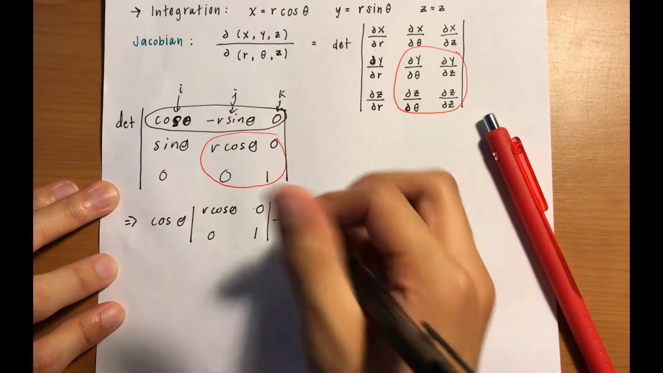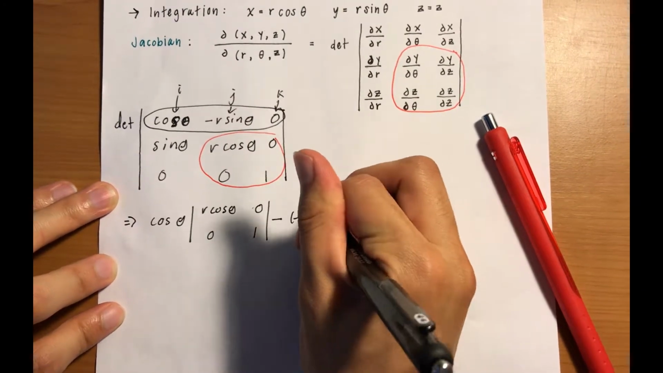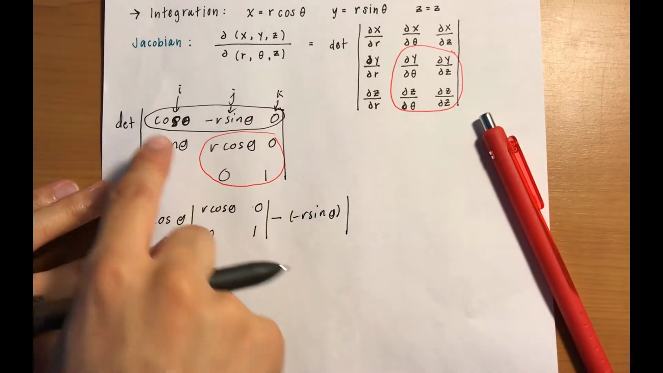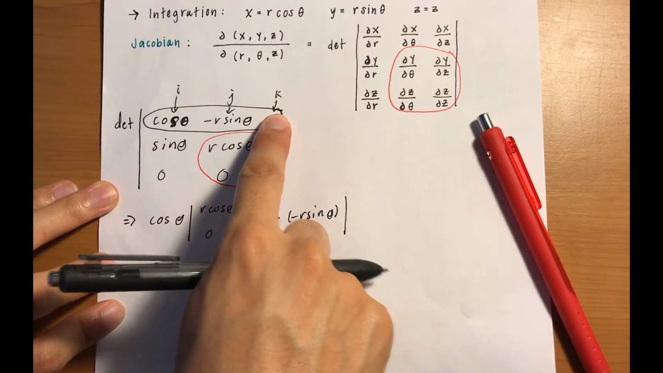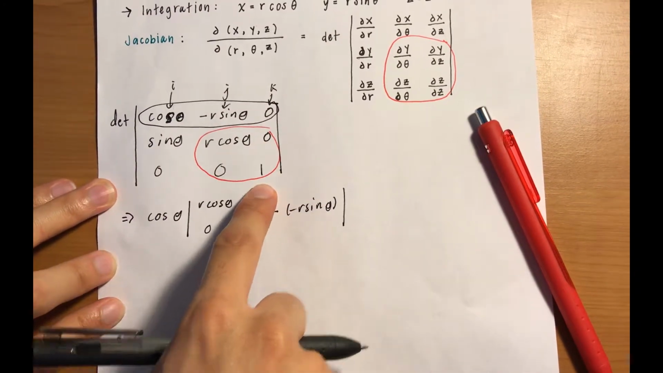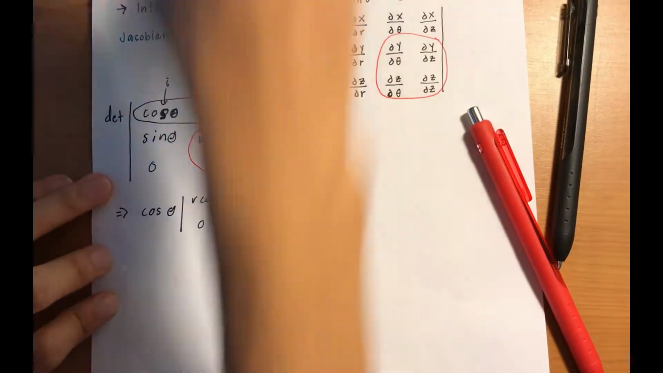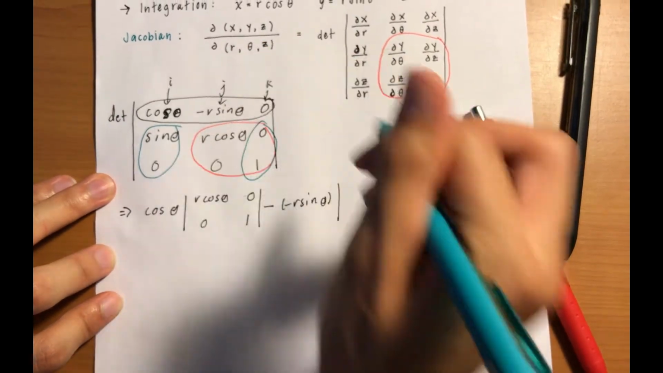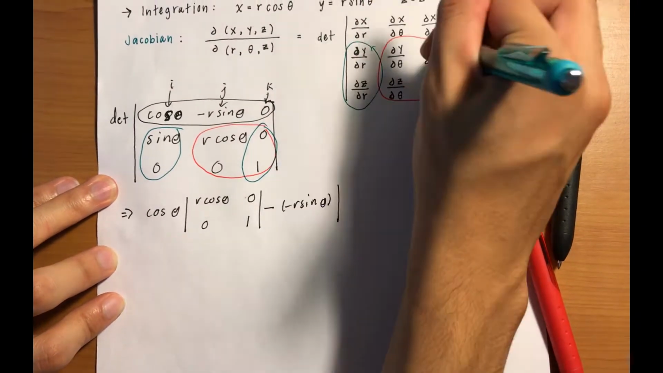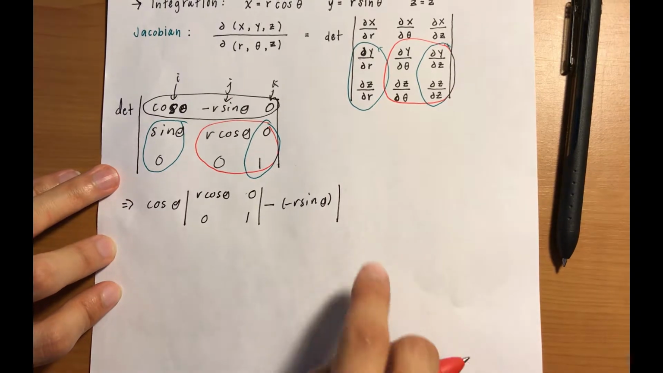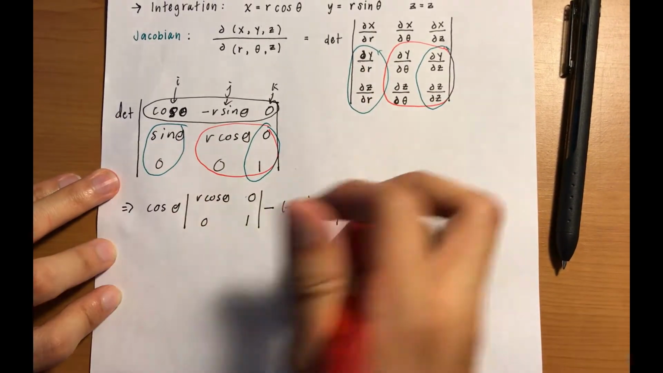Minus the next vector, which is r sine theta. To find the determinant, we eliminate this row and this column, and we're left with sine theta, 0, 0, 1. So it's this portion right here, and I'm going to put it in here.